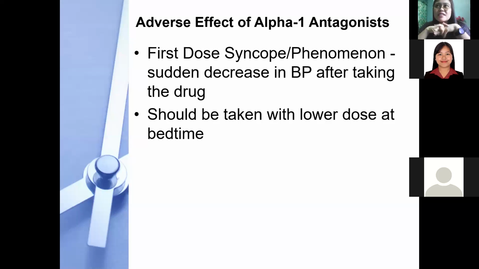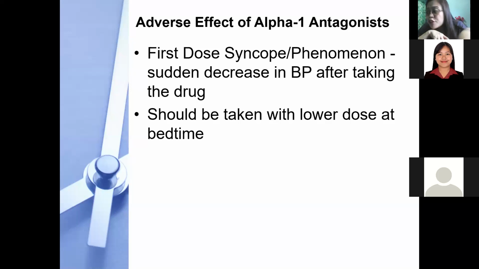What do you mean by this? If you give this to patients, there will be a sudden drop in their BP to the point that there will be fainting, there will be dizziness. Their BP drops suddenly after taking the alpha-1 antagonist.